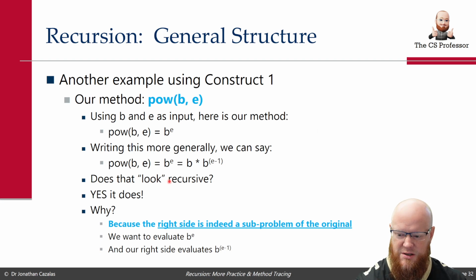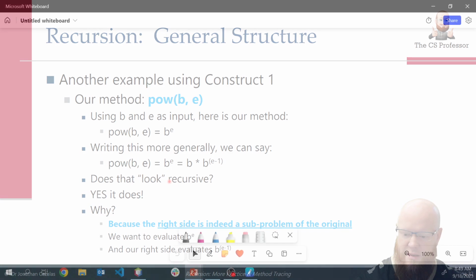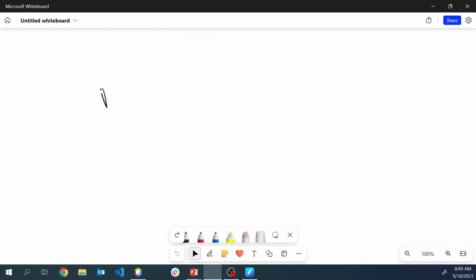So I want to come over here to the tab and I want to write that one down. We have pow of b comma e, and we said that that equals b to the e, right?